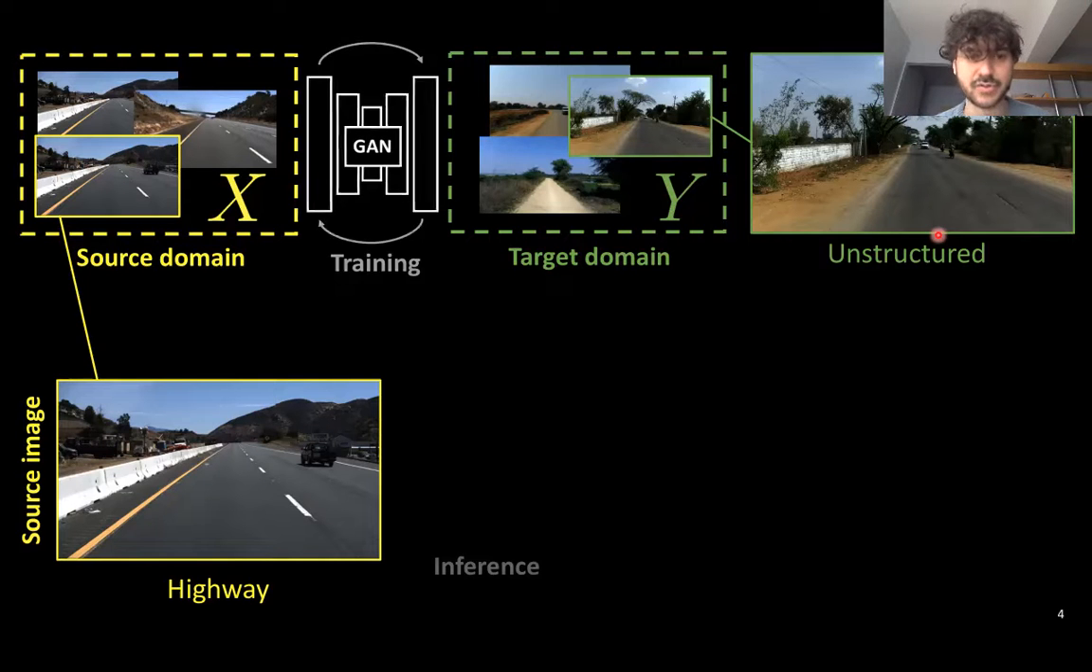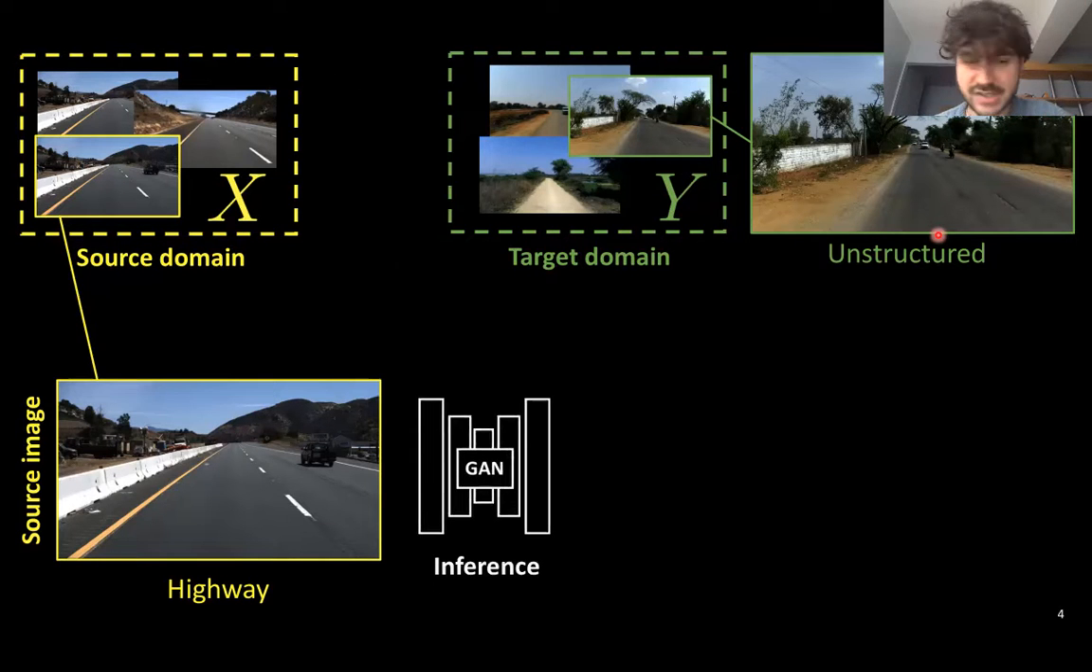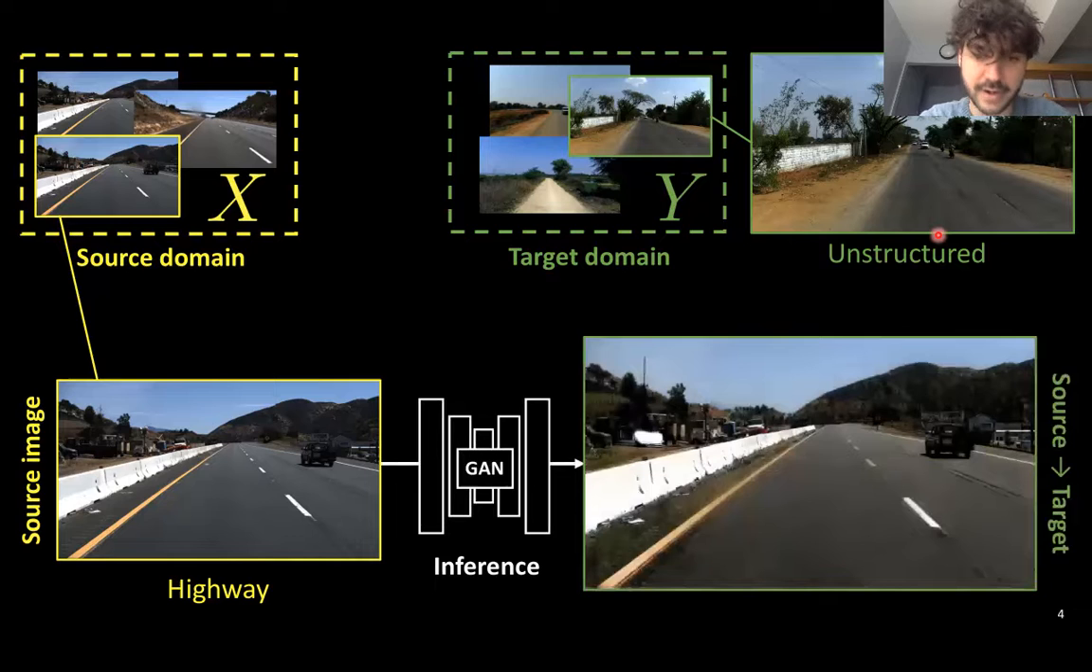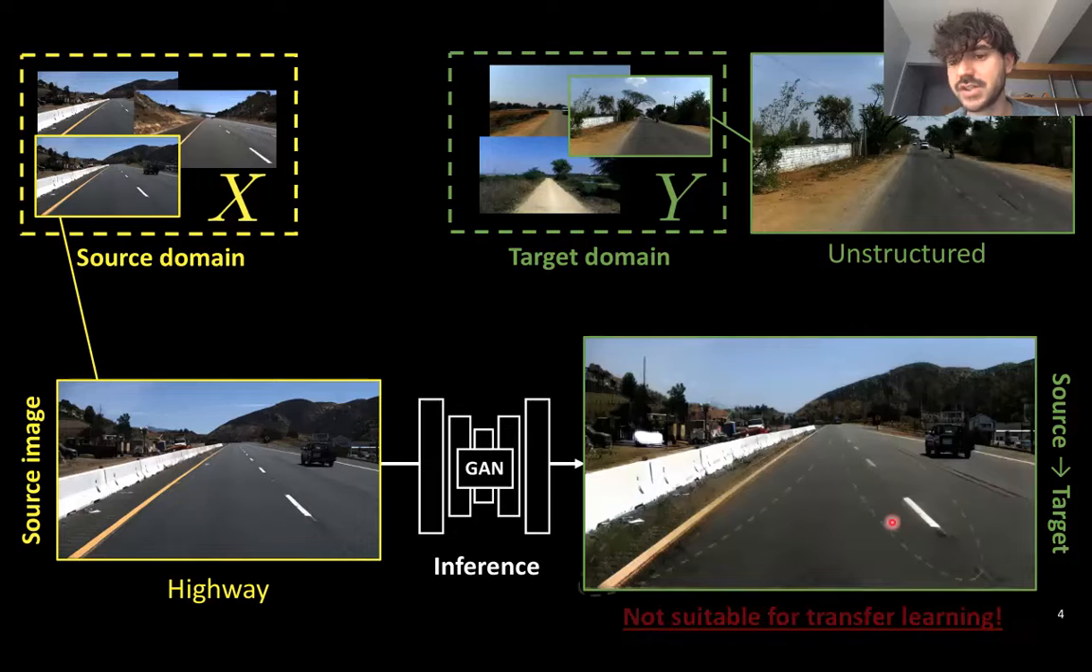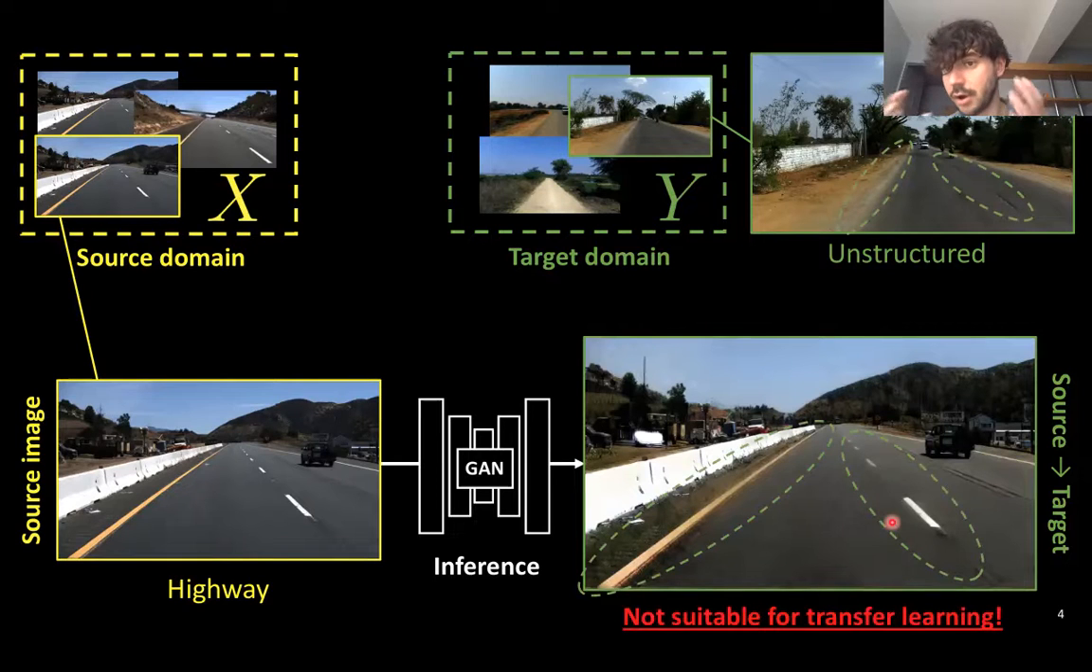So what happens if we train an image-to-image translation network in this setup and then we use it to infer and translate these images? Well, the results are not so satisfying. Here you can see an example of the translation. Even if the global context is indeed modified, so the scene is changed in terms of color and appearance, there is a significant difference: the lane markings are not impacted by the transformation. And this makes these kinds of images not suitable for transfer learning.